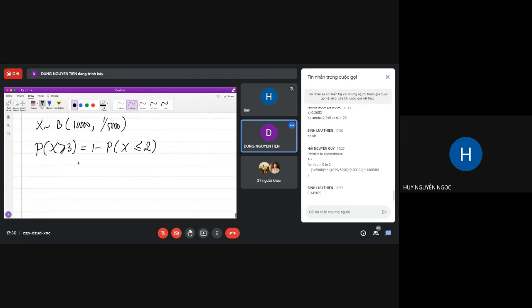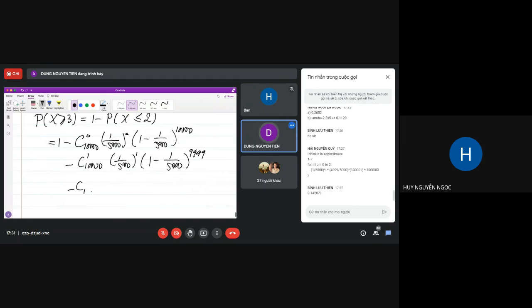So you come up with 1 minus C(10,000, 0) times (1/5,000) to the 0 times (1 minus 1/5,000) to the 10,000, minus C(10,000, 1) times 1/5,000 to the first times (1 minus 1/5,000) to the 9,999, and then minus C(10,000, 2) times (1/5,000) squared times (1 minus 1/5,000) to the 9,998.